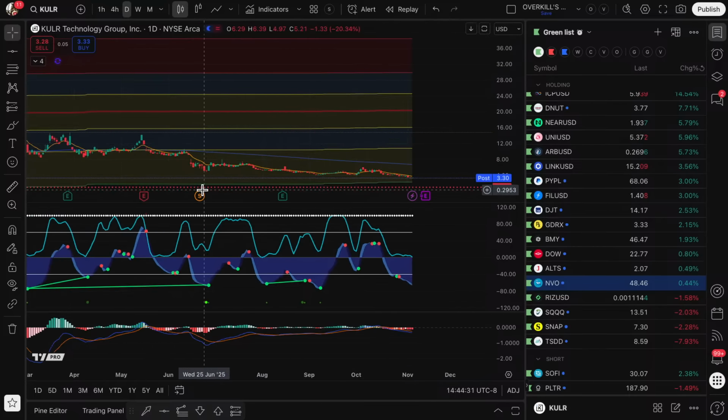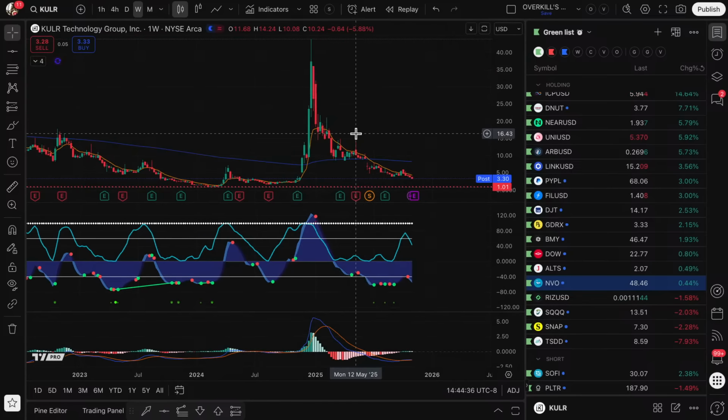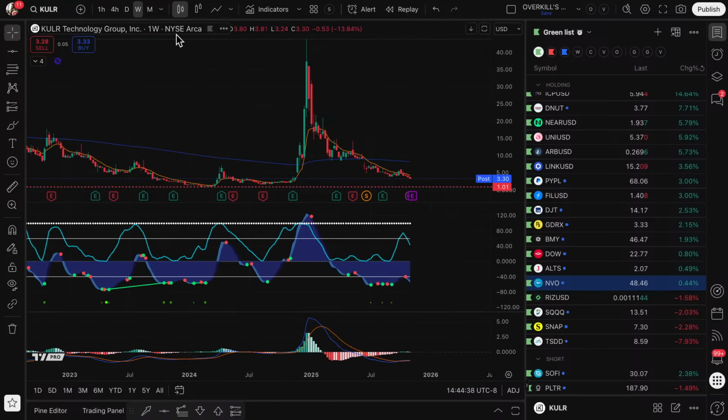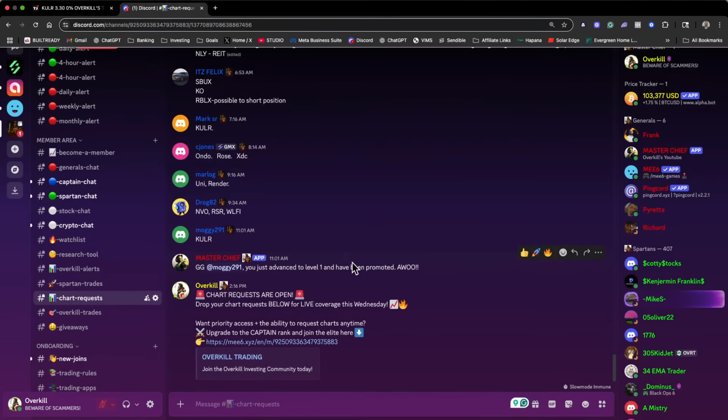I don't even know if that's valid because, again, they did a stock split. So the ones that do a stock split are kind of hard to get a grasp on. So I'd look for the weekly or the daily signal on KULR. So that's it for our members' requests.